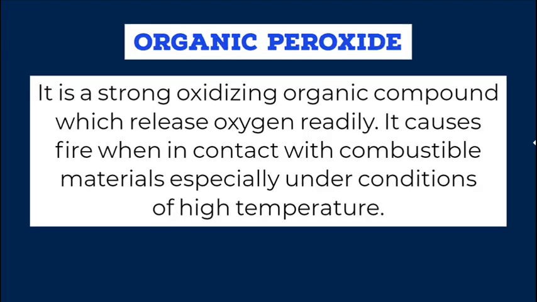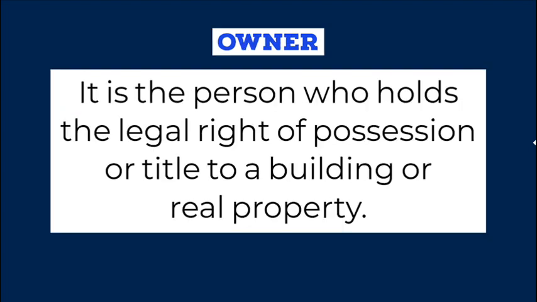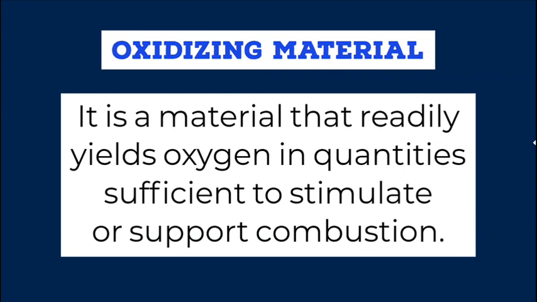Organic peroxide. It is a strong oxidizing organic compound which releases oxygen readily. It causes fire when in contact with combustible materials, especially under conditions of high temperature. Overloading. It is the use of one or more electrical appliances or devices which draw or consume electrical current beyond the designed capacity of the existing electrical system. Owner. It is the person who holds the legal right of possession or title to a building or real property. Oxidizing material. It is a material that readily yields oxygen in quantities sufficient to stimulate or support combustion.